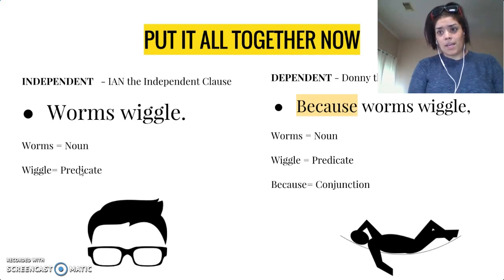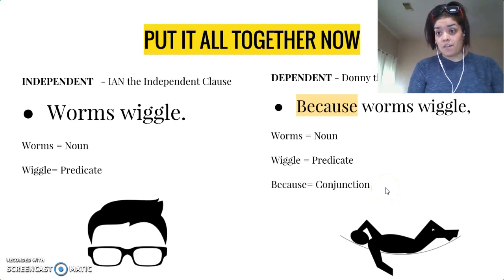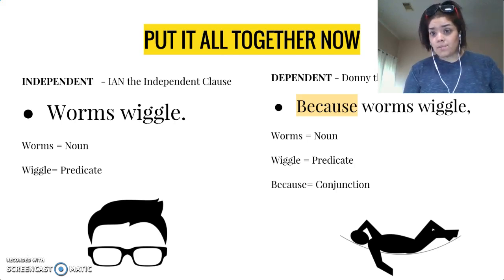And you're thinking, God, that can't be it. It's only two words. How can it be a sentence? Guess what? It is. Okay. Dependent clause. Donnie, the dependent clause, is really similar to his brother Ian, but they're not the same. Donnie says, because worms wiggle. Worms is still the noun, wiggles is still the predicate, but the word because is a conjunction. And when you have a sentence that starts with a conjunction, or you have a dependent clause, it's an incomplete thought. So if I say, because worms wiggle, you think that there's something else coming after it, and that means it can't be a sentence. It's never a sentence, even if you put a period, even if you capitalize because. It's a dependent clause.